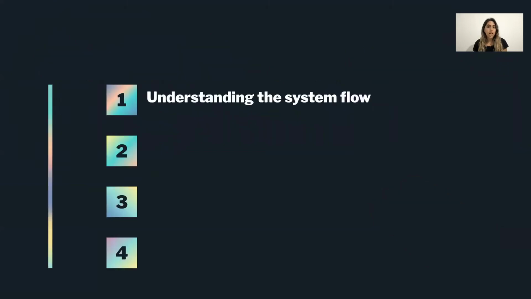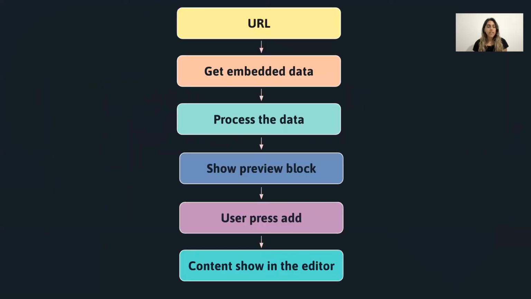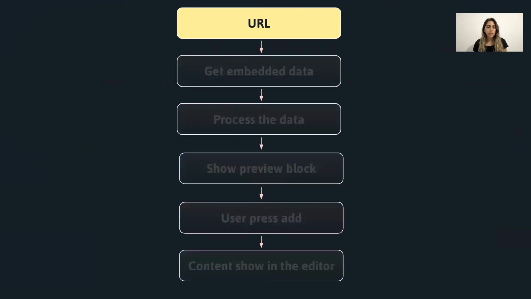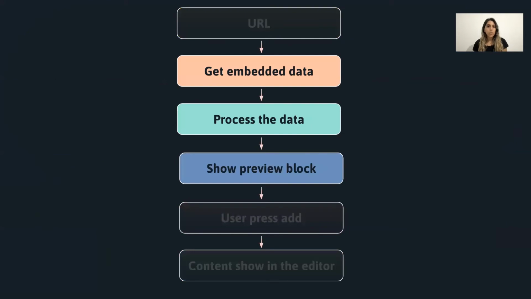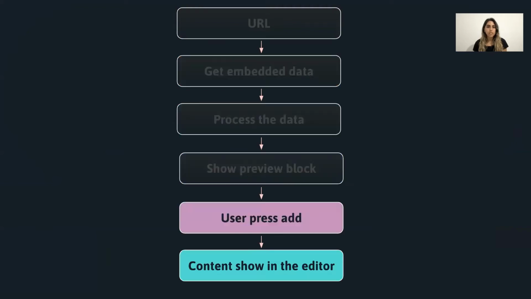First of all, understanding the system flow. Every plugin has the same general flow. The user inserts the relevant URL. Then we get the embedded data from the plugin server and process the data to a preview block. Once the user approves, content will be shown on the article page.